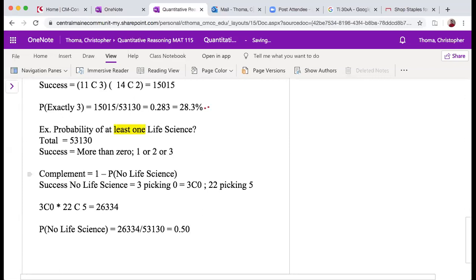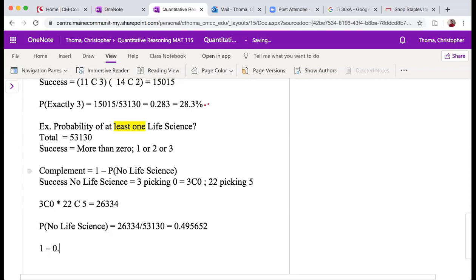Oh, that's just weird. Because then we subtract it from 1. Well, I'm going to keep it not rounded just for a minute, just so we can see it's a little more than 50% when we subtract it from 1. So this is 0.495652. And then we do 1 minus 0.495652, and then we get 0.504, which is approximately a 50.4% chance.